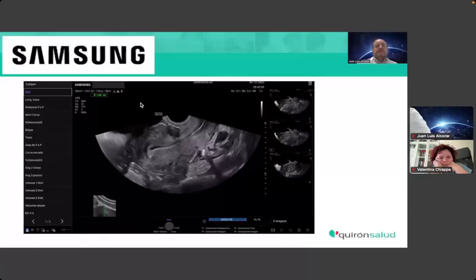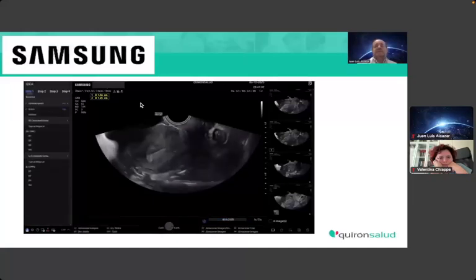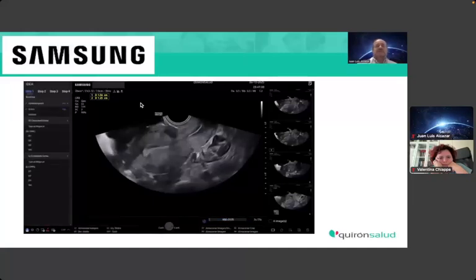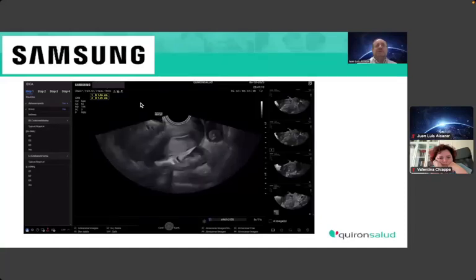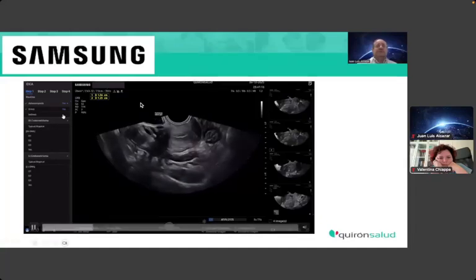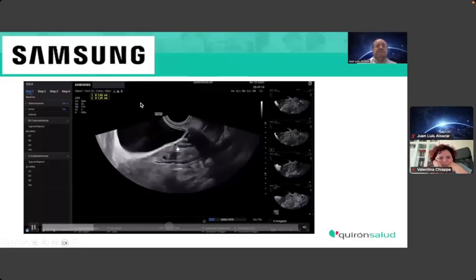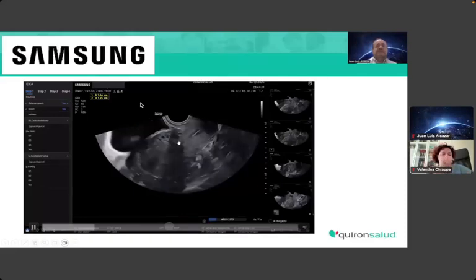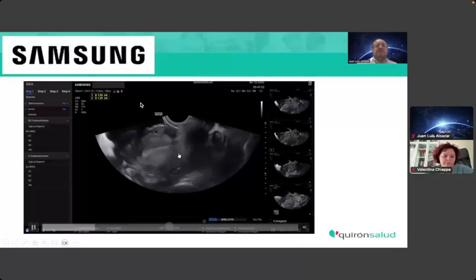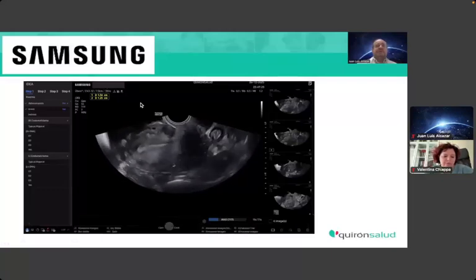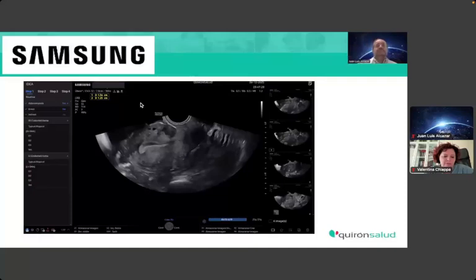Okay, then you measure the lesions. As you can see here, this is probably a fibroid, probably adenomyoma. Sometimes it's difficult to discriminate one from the other. And then here you see the cervix. And again, you see here the bladder. But we are not still at that point of the scanning. We are just recording videos of those lesions.